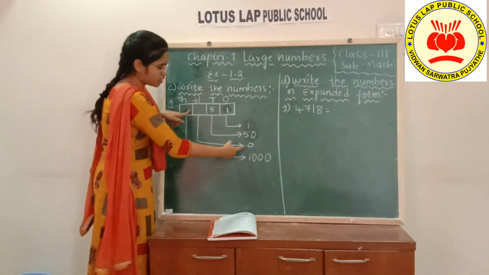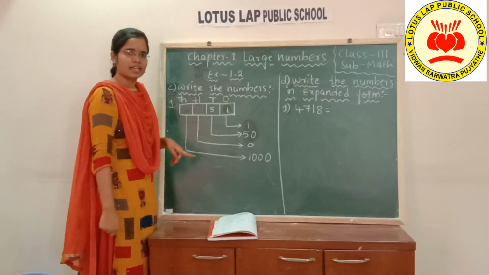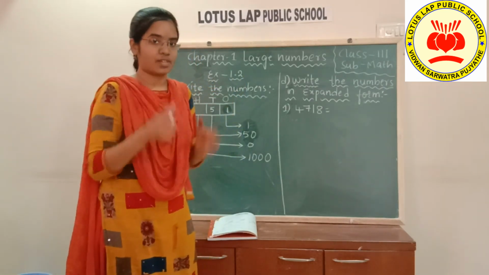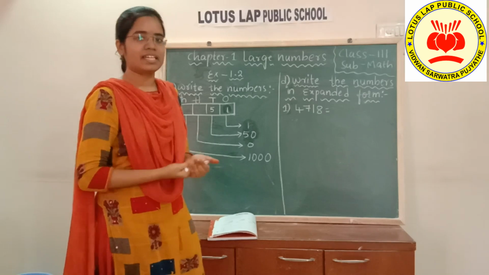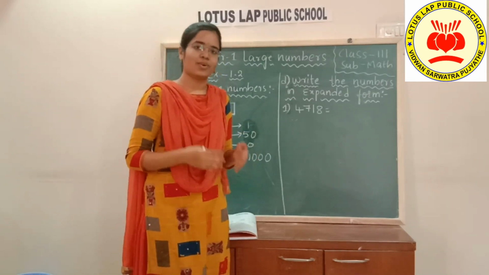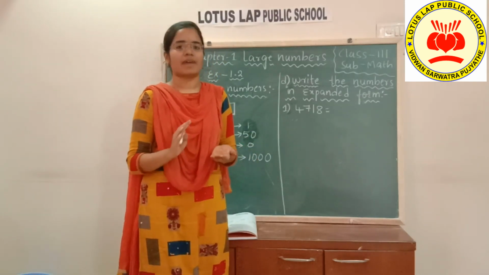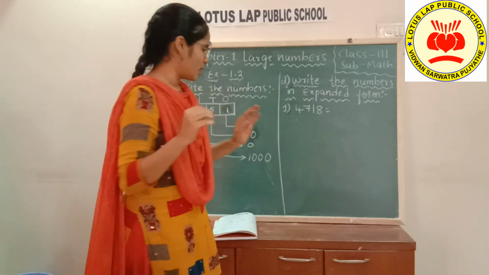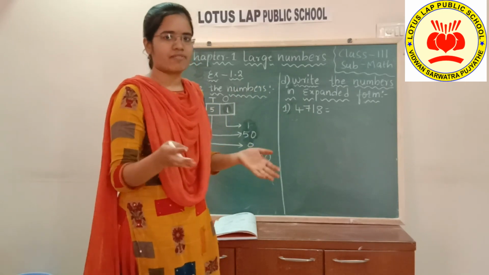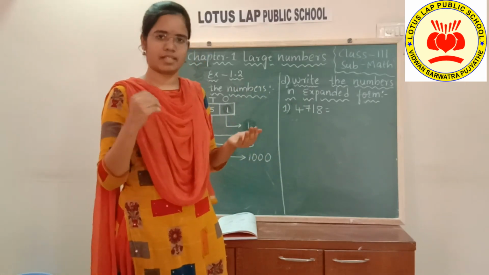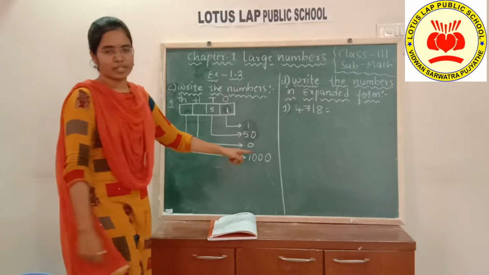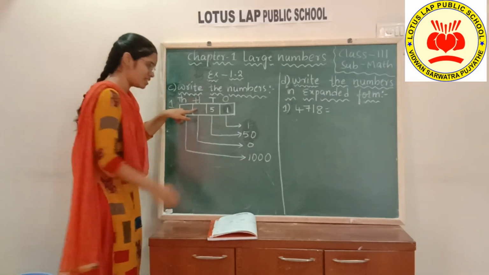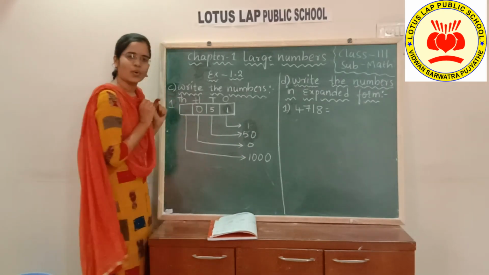0. Yes, 0. 0 is only a single digit. Yes, I have told you in the previous session the special quality of 0. What is that? Either it is place value, face value, or expanded form, 0's value is not going to change. 0 is always 0 wherever it is. Either it is place, face, or expanded form. In the standard form also 0 is going to be 0 only. So we are going to write the same digit here. What is that? 0. Okay, children?